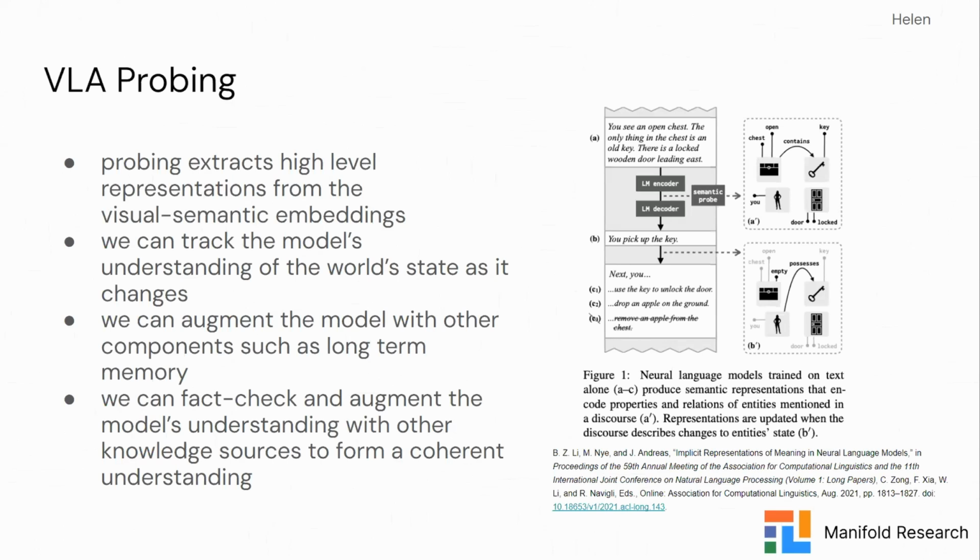Probing is useful because it allows us to track the model's understanding of the world's state as it changes. This not only makes the model more interpretable, but also allows for better interfacing with other systems. We can augment the model with other components such as long-term memory, and we can also fact-check the model's understanding with other knowledge sources. And this will enable us to form a coherent understanding with the probe's predictions and other knowledge sources. The next slide.